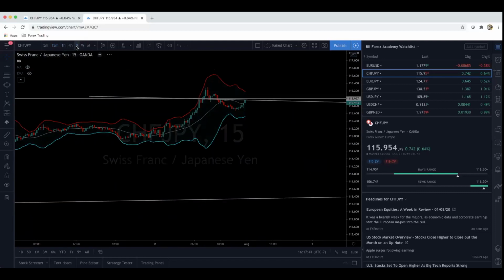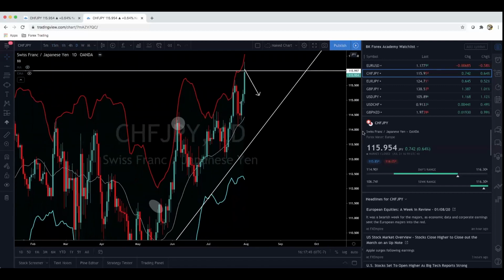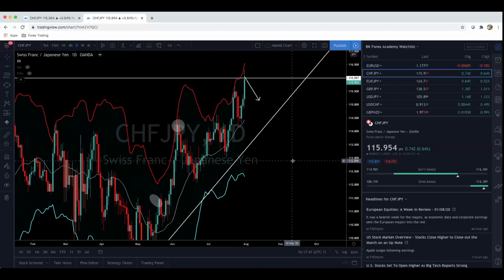So that way we suggest that you use the daily, maybe the 4 hours, sometimes the weekly, to determine a trend. But then you can also use your Bollinger Bands within that as well to make your confidence level even higher.